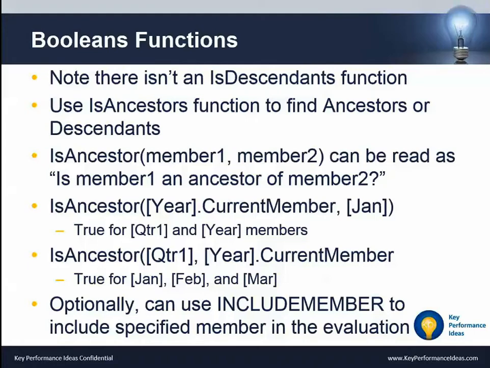descendant search. You can also optionally include member at the end in all caps, and then that would include, so using our example of is quarter one an ancestor of the current member for year, that would be true for quarter one, January, February, and March.